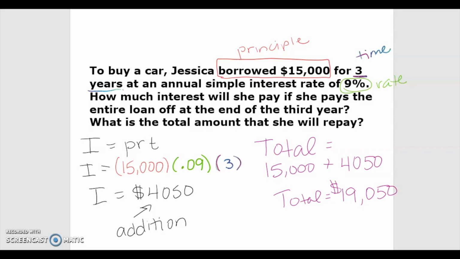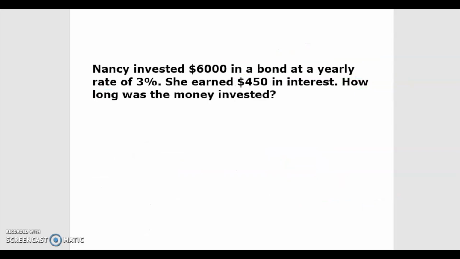All right, let's try another one. So this one says Nancy invested. So this time we're earning interest. So interest isn't always extra money that you're paying. This is still the principal. But this time we're earning interest because we're doing an investment. And so she is investing in a bond at a rate of 3%. So that's our R. And it tells us she earned, this is our I. They gave us the I. So they want to know, okay, well, how long did we do this investment?